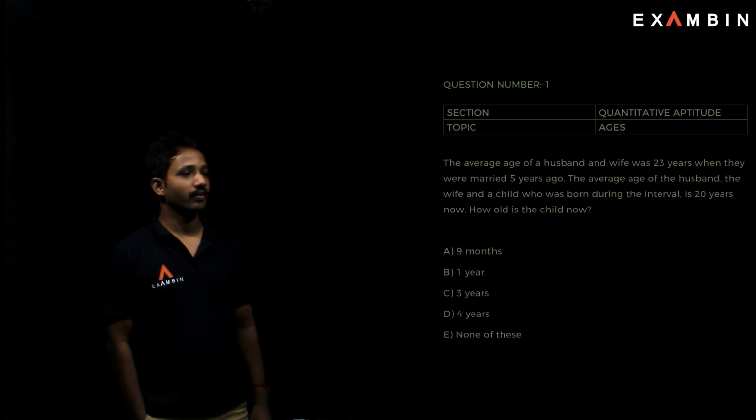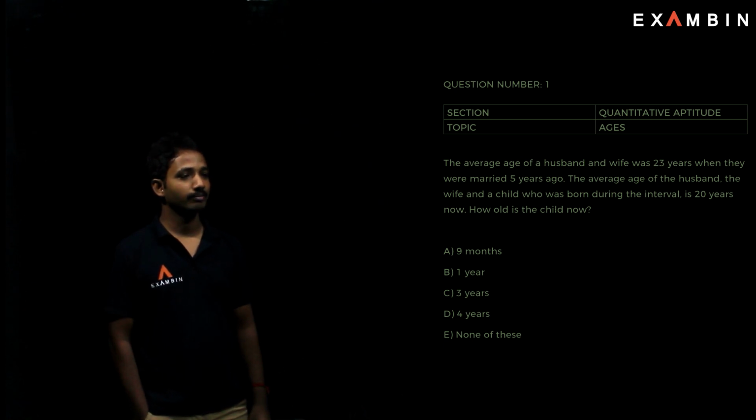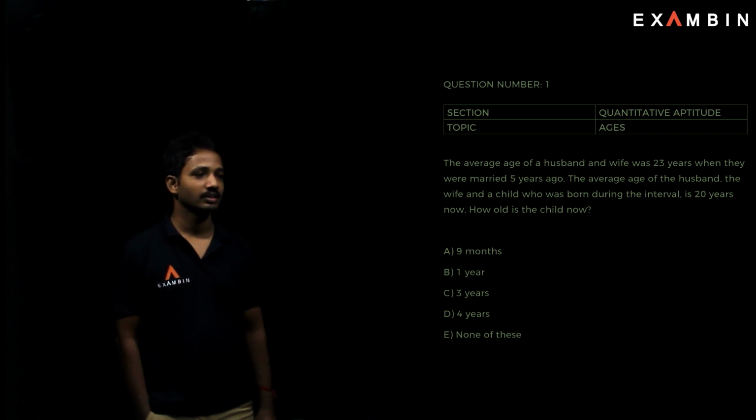The average age of the husband and wife was 23 years when they were married 5 years ago. The average age of the husband, the wife, and a child who was born during the interval is 20 years now. How old is the child now? The options are 9 months, 1 year, 3 years, 4 years, and none of these.